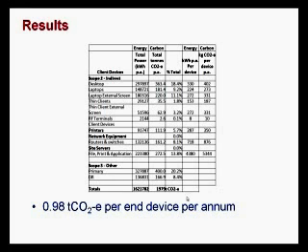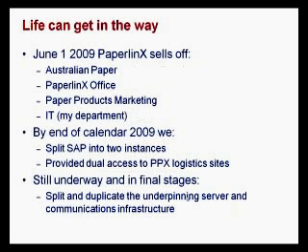So we've done the inventory, we've got the baseline, we've got a reduction target, ready to go, and then life just gets in the way. June the 1st last year, Paperlinks, former parent, sells off Australian Paper, Paperlinks Office, Paper Products Marketing, and my department, IT, and we had a job to do.